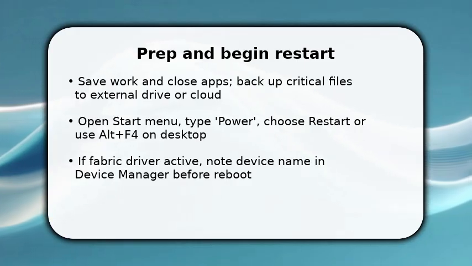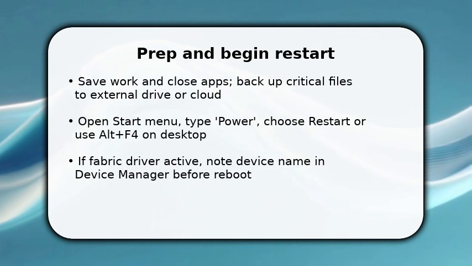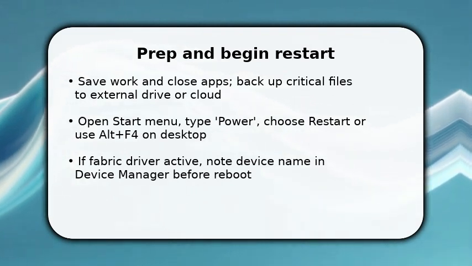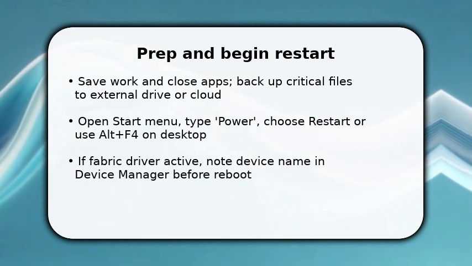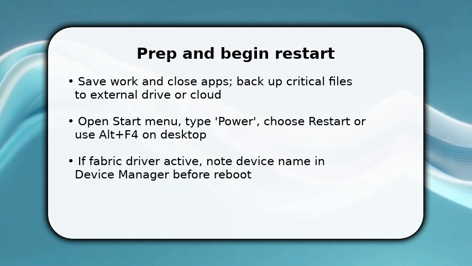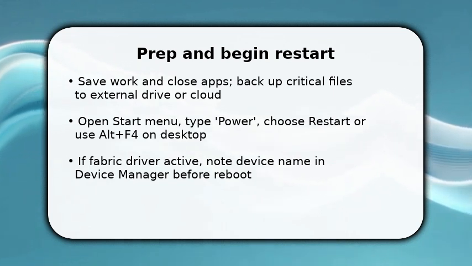You start by saving work and closing apps. This prevents file corruption. Once done, back up anything critical to an external drive or cloud so you can restore if needed. Next, open the Start menu and type Power, then choose Restart.